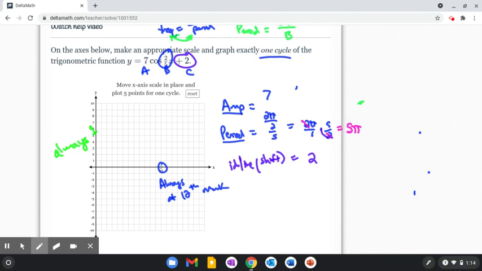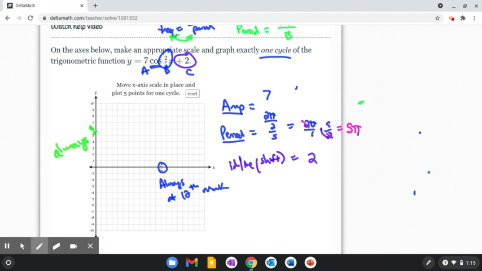All right, so next thing we think about is whether it's sine or cosine. This is a cosine. Remember, cosine starts at the top. Could be at the bottom if it was reflected, but this one starts at the top. Okay, and it has an amplitude of 7.